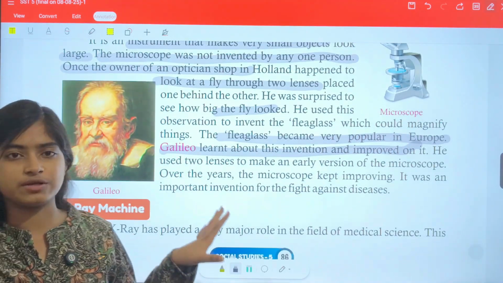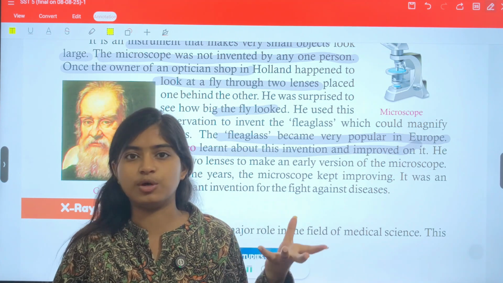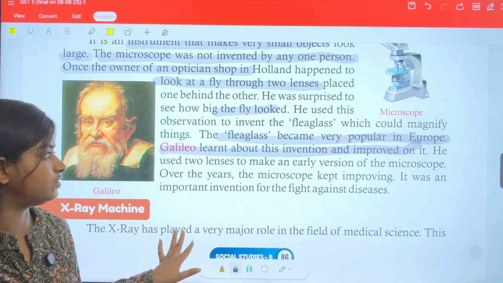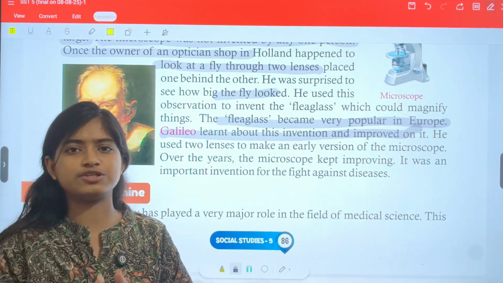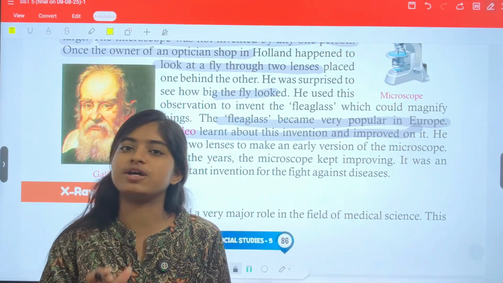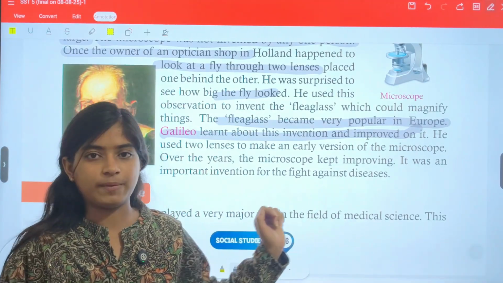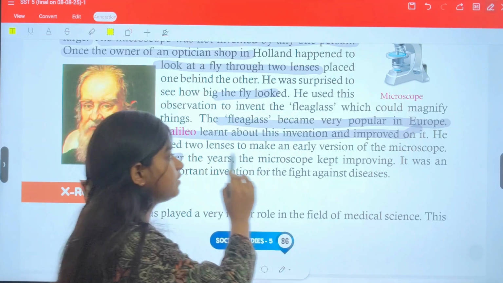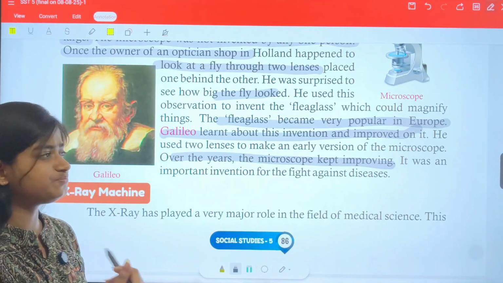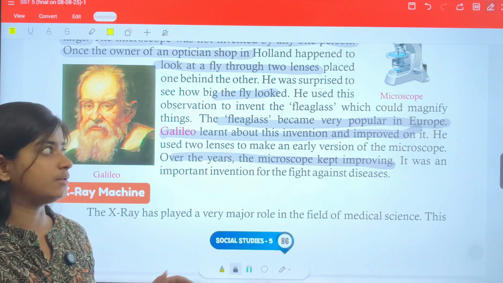There are two kinds of microscope. One is for small objects and one for large, to see atoms and molecules. This is not a part of this chapter, but you should have a basic understanding that there are different kinds of microscope, but the purpose is to magnify a small object. He used two lenses to make an early version of the microscope. Over the years, the microscope kept improving. That means scientists improved the microscope gradually.